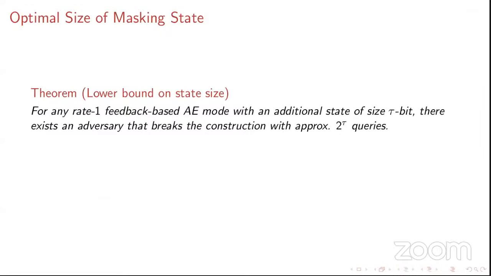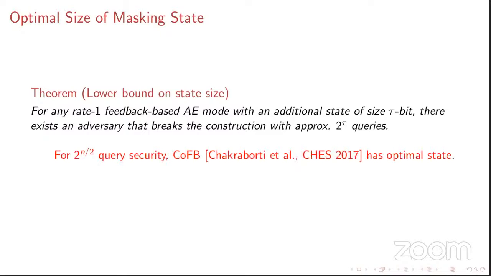Okay, so the first result that we show is a lower bound on the state size. Formally, we show that for any rate 1 feedback-based AE mode with an additional state size of tau bits, there exists an adversary that breaks the construction with approximately 2^tau queries. For example, if you have n/2 bits of additional state or masking, then the adversary can break the construction with approximately 2^(n/2) queries. So the most you can have is a birthday bound construction. In fact, COFB by Chakraborti et al. achieves this lower bound. It has 2^(n/2) query security, and it has an optimal additional state size of n/2 bits.